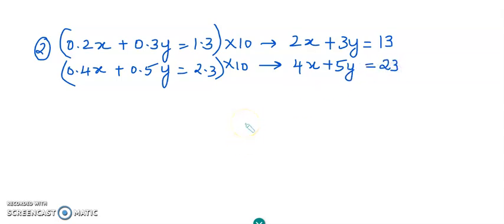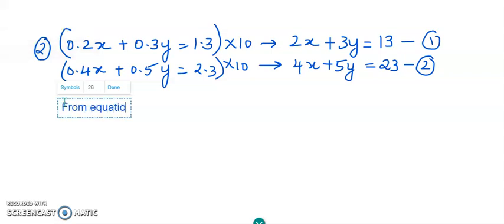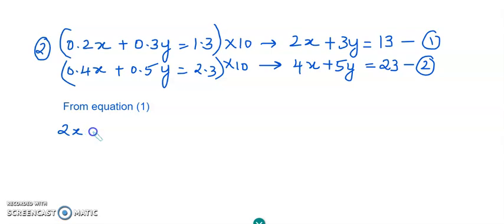Okay. Now, which is the smallest coefficient here? 2, which is for equation 1, and x has it. So we are going to start with the substitution from equation 1. So let's write down equation 1. It becomes 2x plus 3y equals 13.